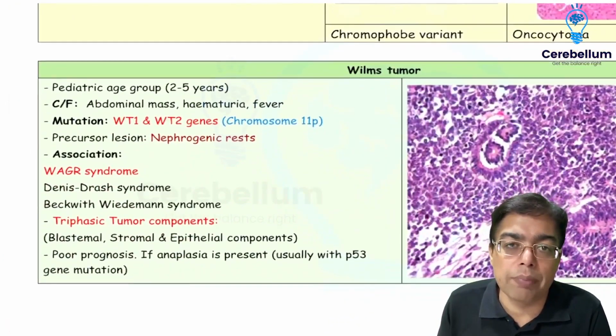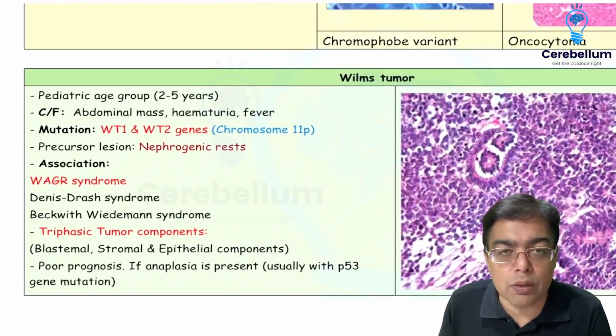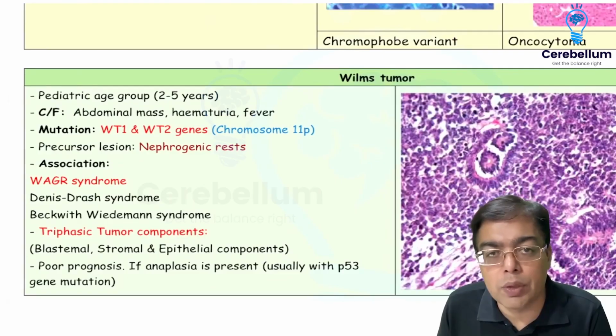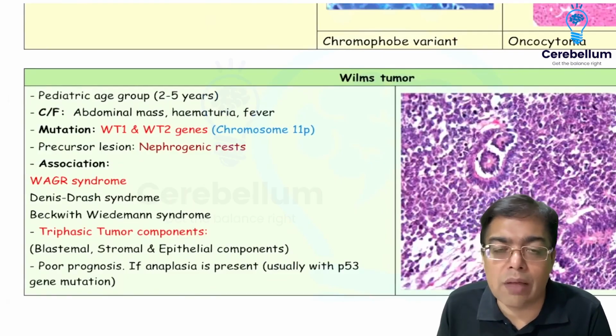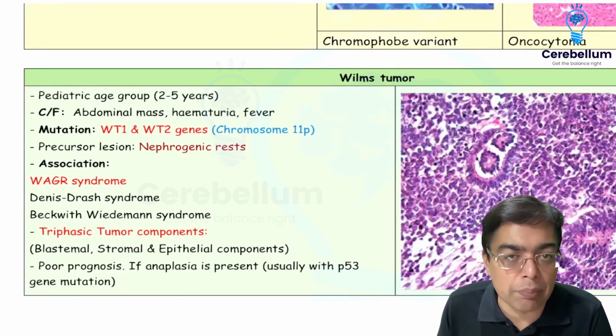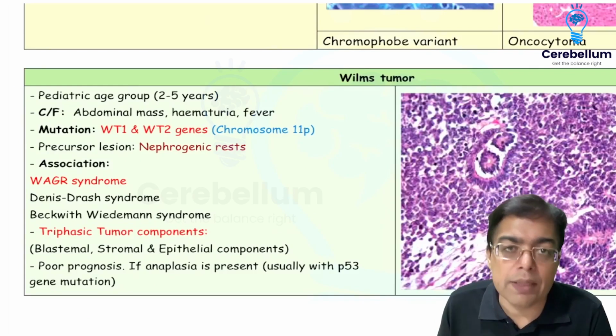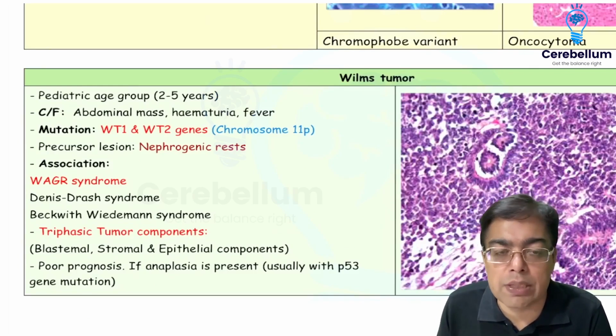Talking now about a pediatric renal tumor, which is called Wilms tumor. Obviously, that is seen in the age group of children, classically between 2 to 5 years. Patients have a clinical presentation in the form of an abdominal mass, which is noticed by either of the parents, usually the mother, and is associated with other findings like hematuria and fever.